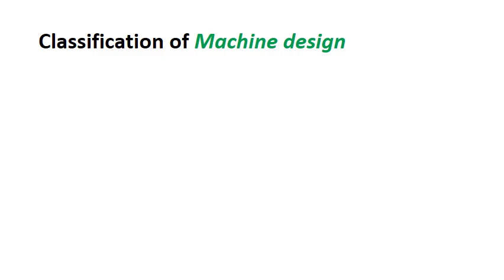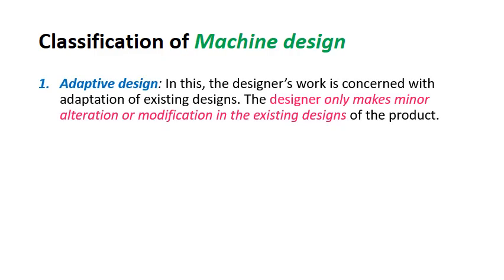Machine design can be classified into three types. Number one, adaptive design. In this case, the designer already has a set of designs and has to make only minor changes in the existing design for creating a new product. This is very much similar to group technology. I hope you would have heard about group technology, right? Where you have already existing designs, pull out any one, and then make small changes in that.